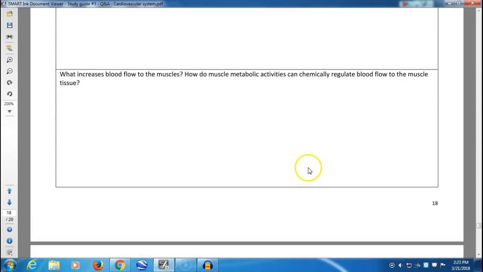Blood flow to the muscles. Let me put it this way. What are the main regulators in muscles? Metabolic or myogenic? Metabolic. When muscles are active, they produce an enormous amount of CO2, and lactic acid will increase the blood flow. Does that make sense?